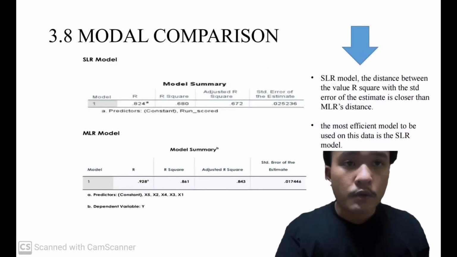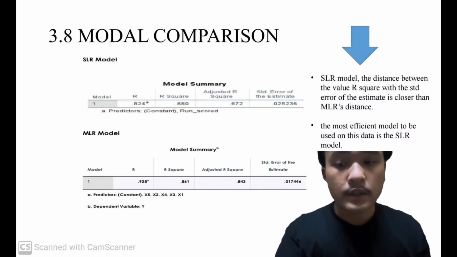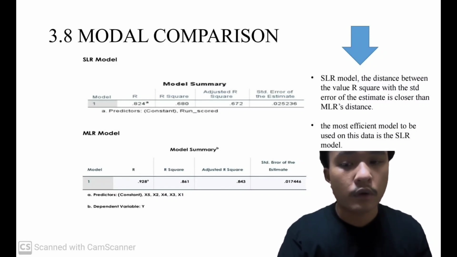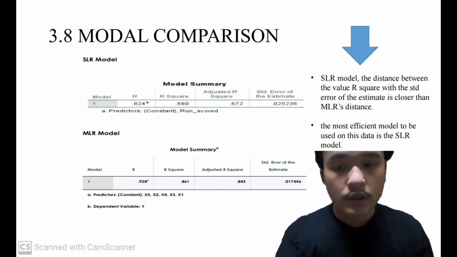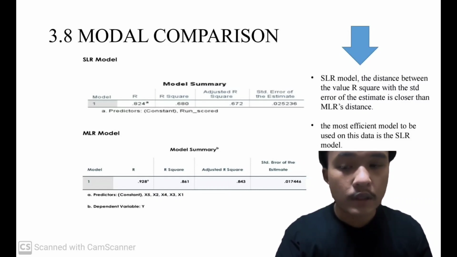Okay, for the model comparison, as you can see in the table, it shows the difference between the SLR model and the MLR model. For the SLR model, the distance between the R square and the standard error of estimate is closer than for MLR. With this comparison, the best fitted model should be the SLR model because the MLR model is overfitted and will mislead the result.